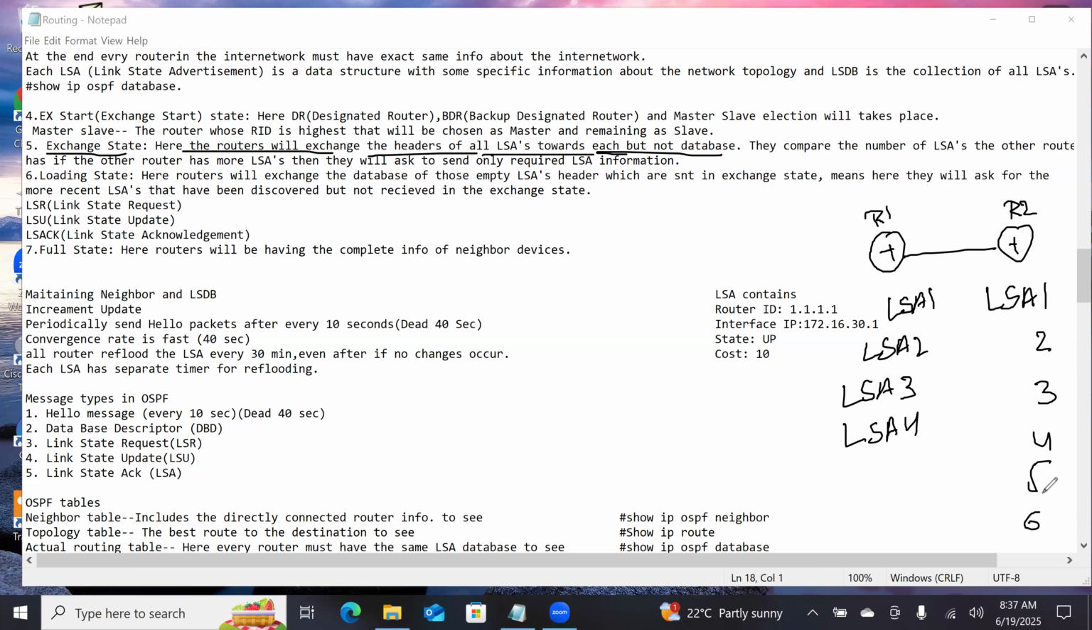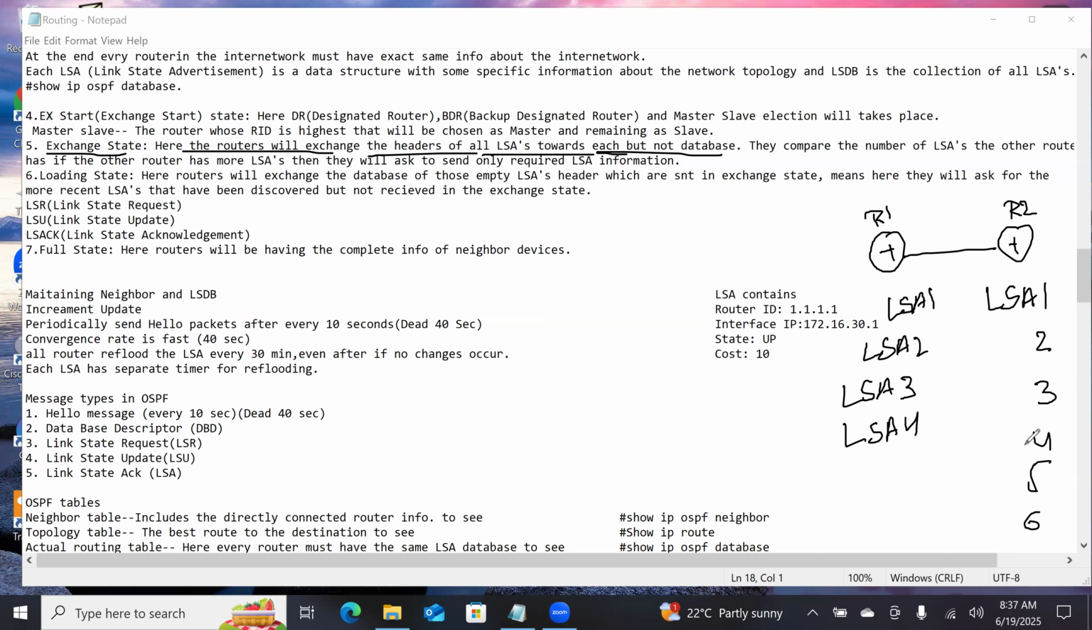Okay, during the LSA flooding, what will they do? They will exchange these LSA headers, only headers. Header means what? Only counts of the LSAs. Router 2 says, yes, I have 6 LSA headers. So how many do you have? It will ask router 1. Okay, router 1 says I have only 4 LSA headers. We will compare that.